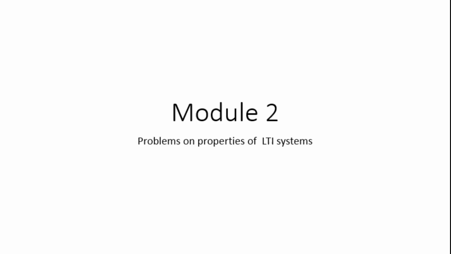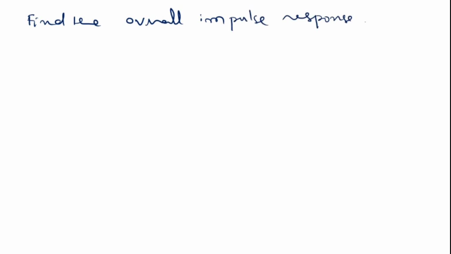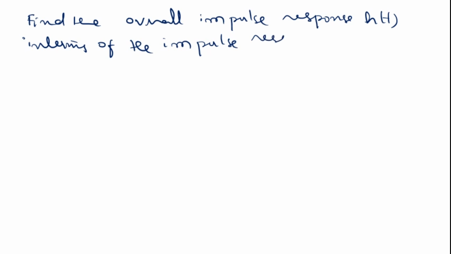Today we are going to discuss some of the problems on properties of LTI systems. First problem, find the overall impulse response h of t in terms of the impulse response of each system shown below.